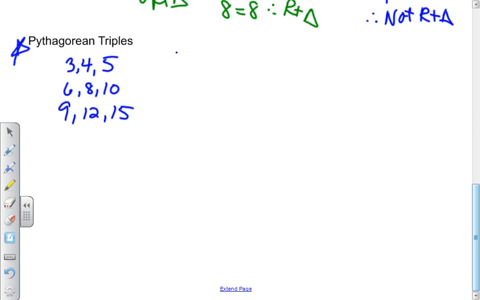Another common triple is 5, 12, and 13, and all of its multiples, like 10, 24, 26. So as you start to see those patterns, it can save you a little bit of calculations.